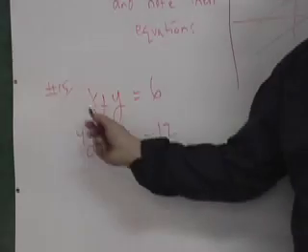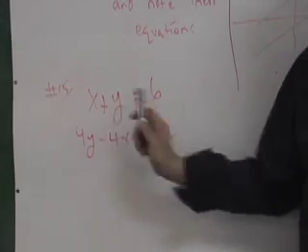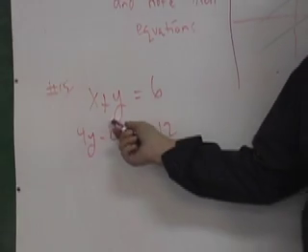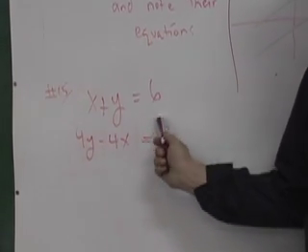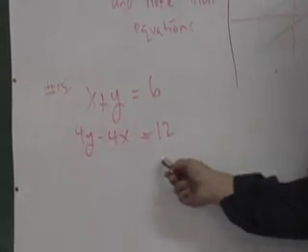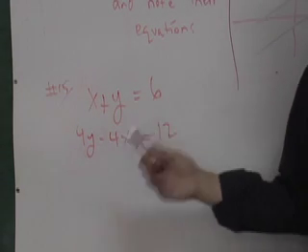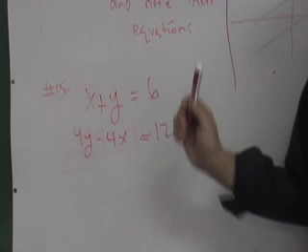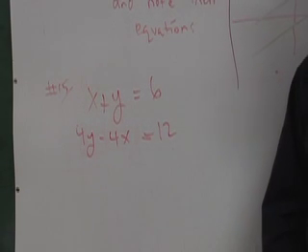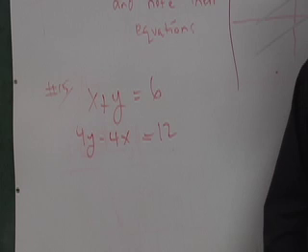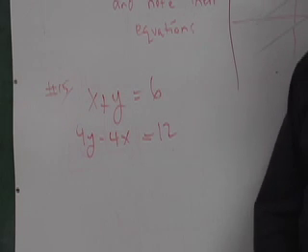Well, this is number 15, and this presents another problem. We've got two lines represented by the two equations, x plus y equals 6, and 4y minus 4x equals 12. We need to compare the slopes. How do we compare the slopes? Convert them into y equals mx plus b form, because then we can get the m's, compare them, and figure out whether they're perpendicular, parallel, or neither.